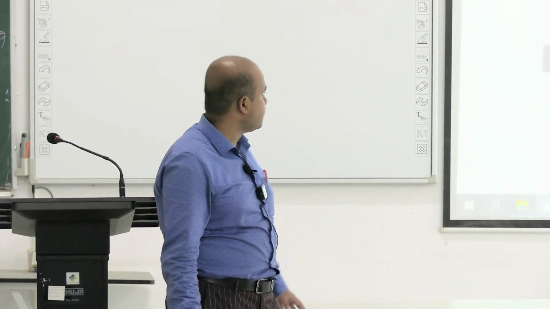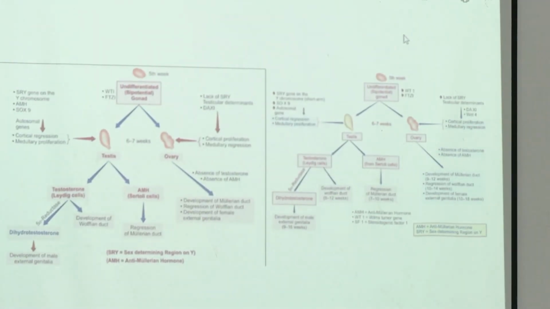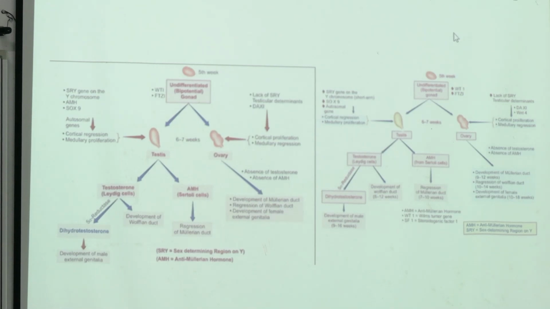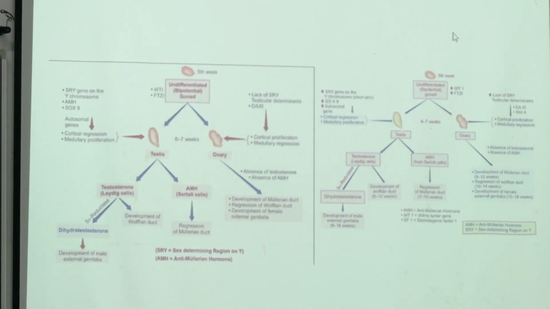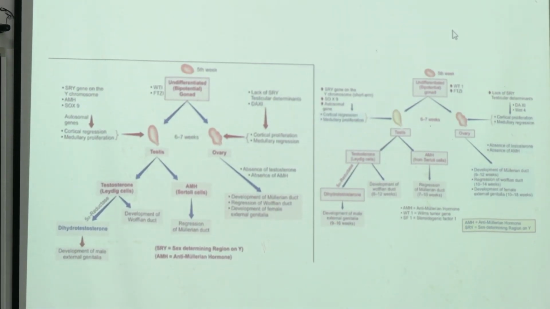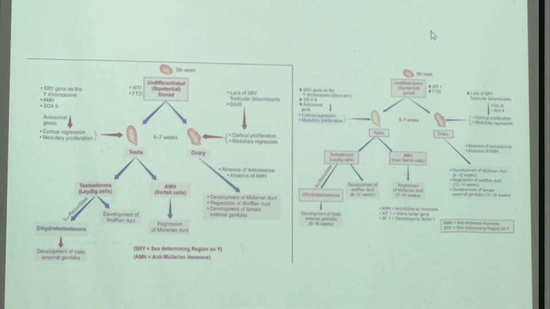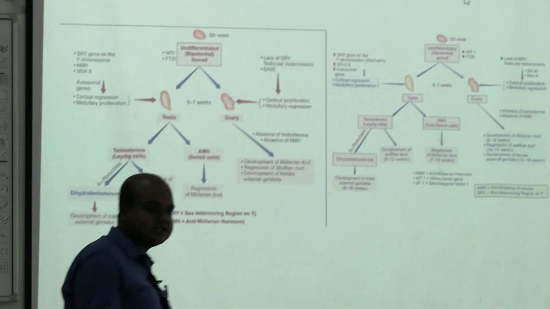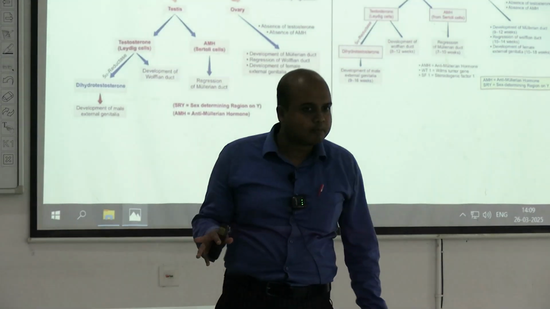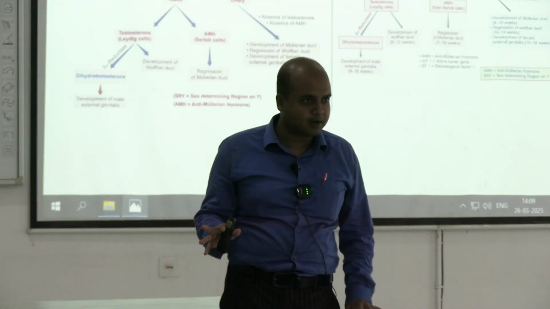Next. So this was about what we discussed. We have no more scope of discussion. How the undifferentiated bipotential gonad becomes either the testis or the ovary, if there is the Y chromosome and the SRY gene on the short arm of chromosome 17, as far as I remember.